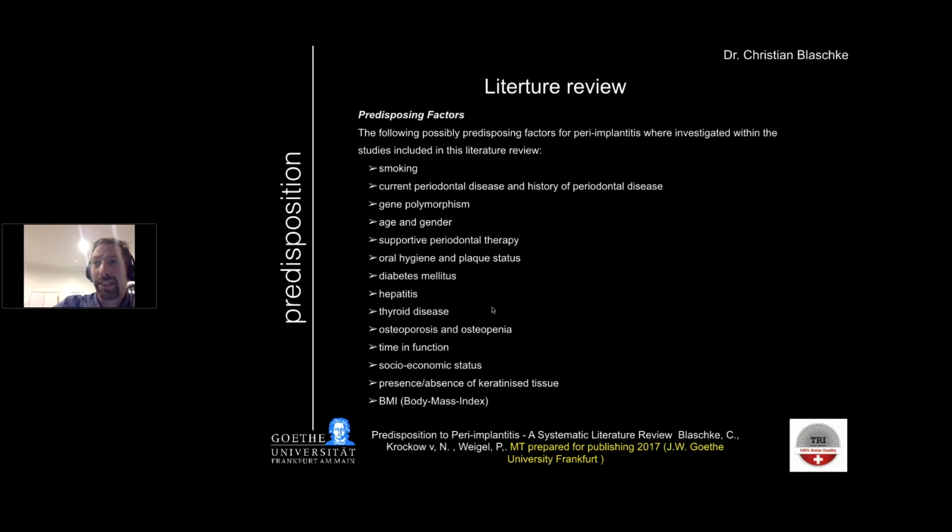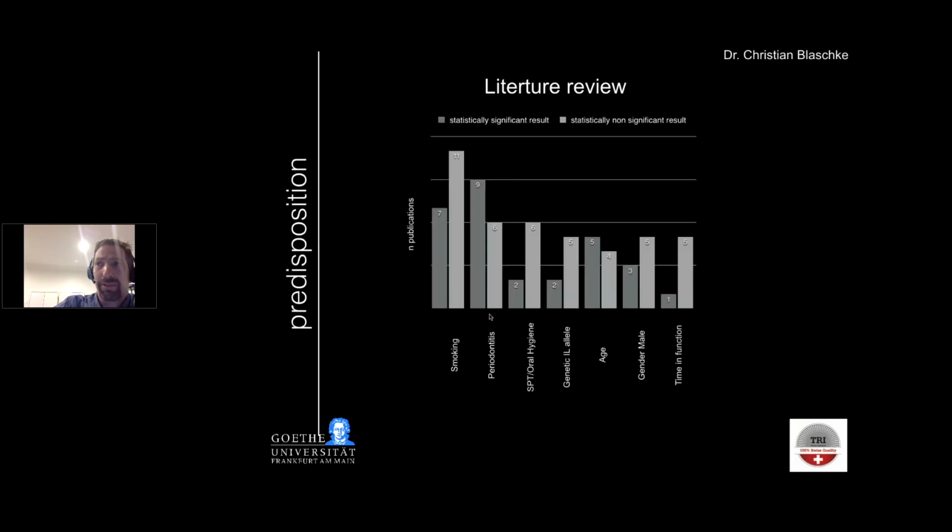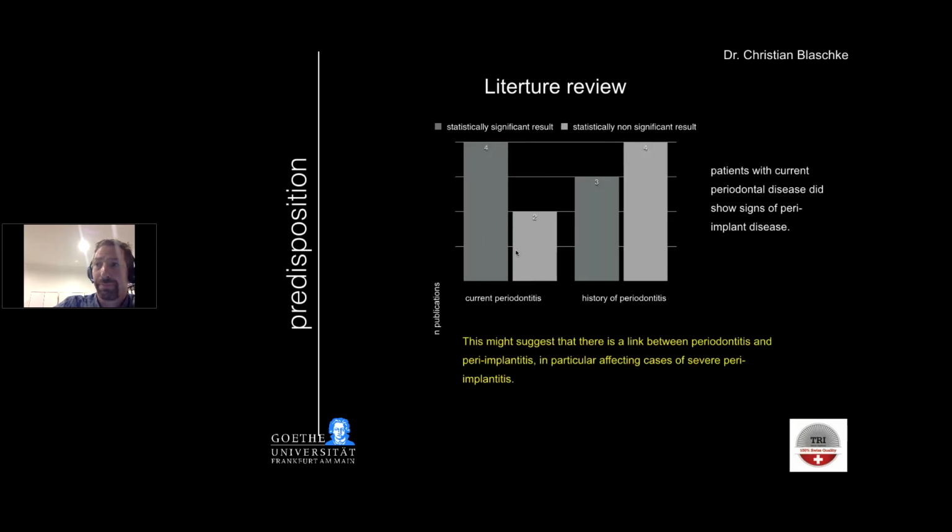Quite surprisingly, when we looked closely into the studies, none of these factors was convincing. So even periodontitis did not convincingly show up as a predisposition factor. That was quite surprising, we found. Current periodontitis, or the history of periodontitis, again, was not a strong predisposition factor to peri-implantitis. I will touch on that later and explain why. That was an interesting finding as well.